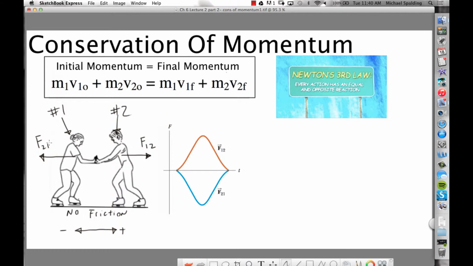So is everybody with me? Now, dudes, what do we know about these two forces? They are equal and opposite. So these guys, they're going to push apart from each other. Now, yesterday we talked about force time graphs.